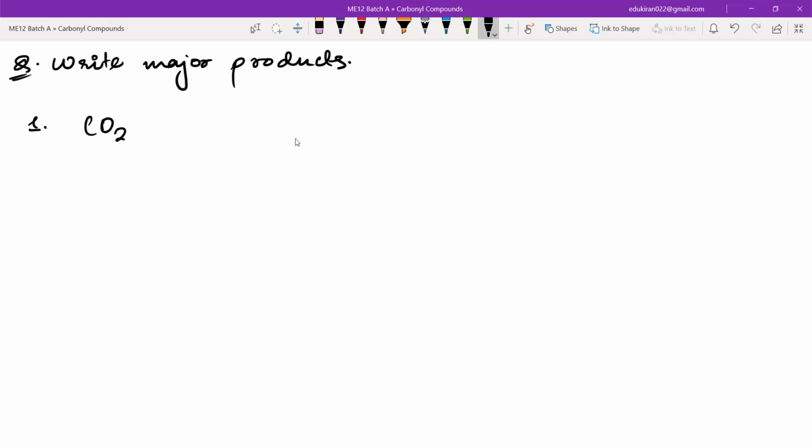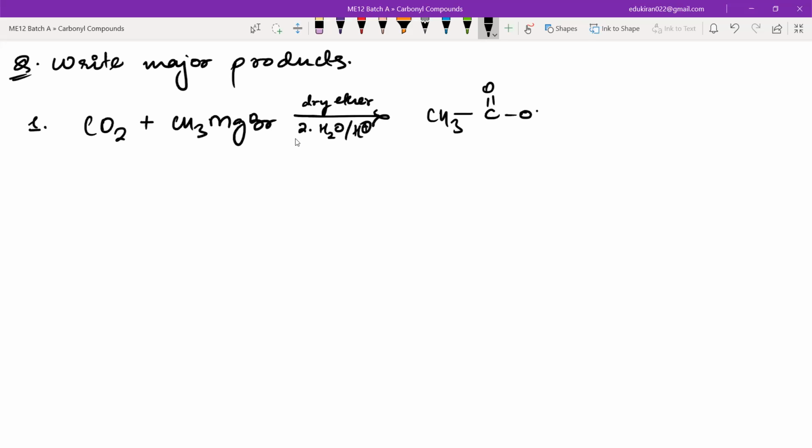If I take CO2 plus CH3MgBr, then what am I going to get? So I have this R, which is CH3. In the first step you will have dry ether, and in the second step you will have H2O in the presence of H plus. These are the reagents in the first and second steps. If you have a Grignard reagent with CO2, you are going to get a carboxylic acid with one carbon more than the R group attached on the Grignard reagent. So you will get CH3COOH.